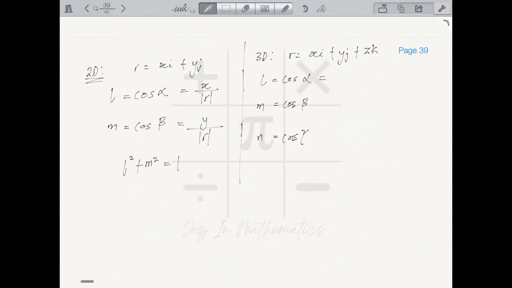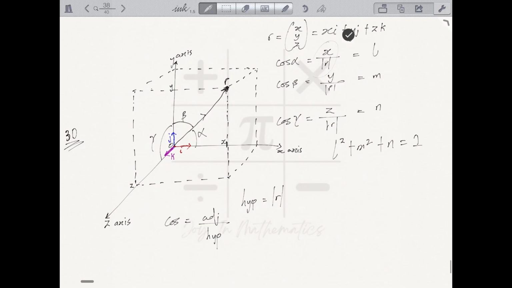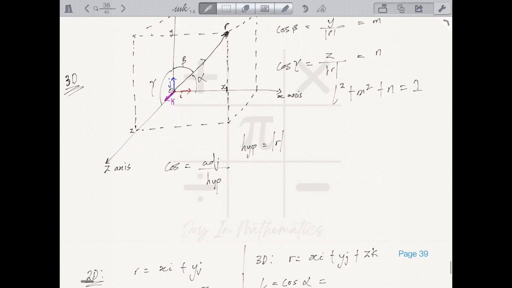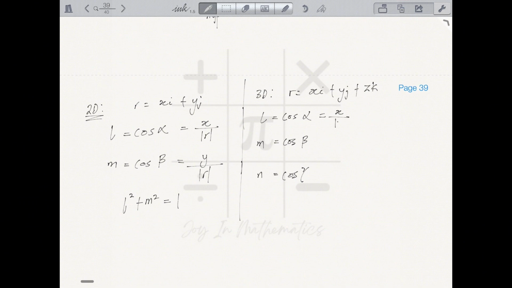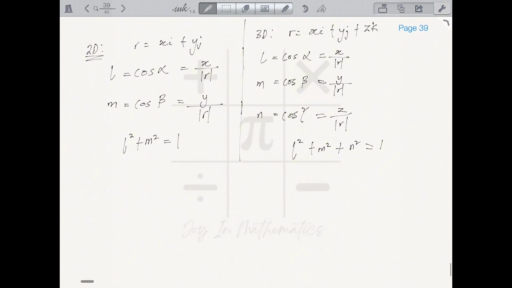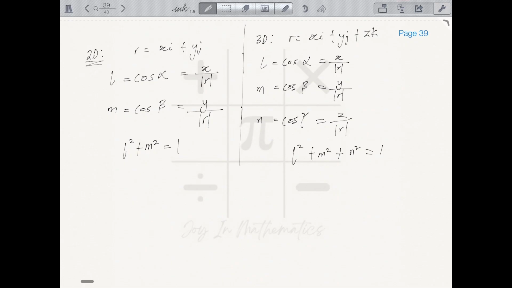Now alpha is related to the x-axis, and if you see here, it is x divided by modulus of R. Beta is related to the y-axis, that will be y divided by modulus of R. Gamma is related to the z-axis, that's z divided by the modulus of R. And we can come to a conclusion that L squared plus M squared plus N squared is equal to 1. Now this is the whole deal in direction cosine.